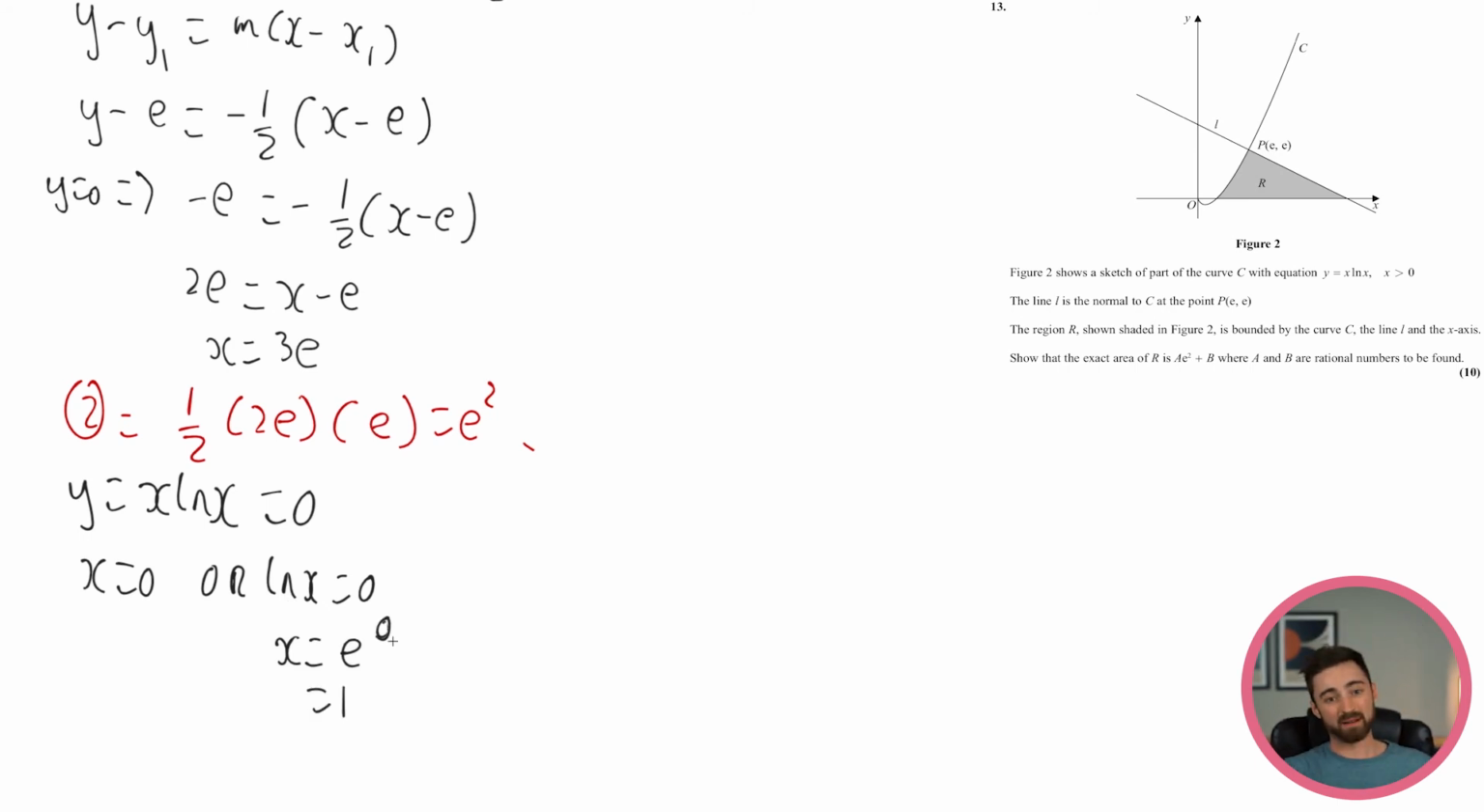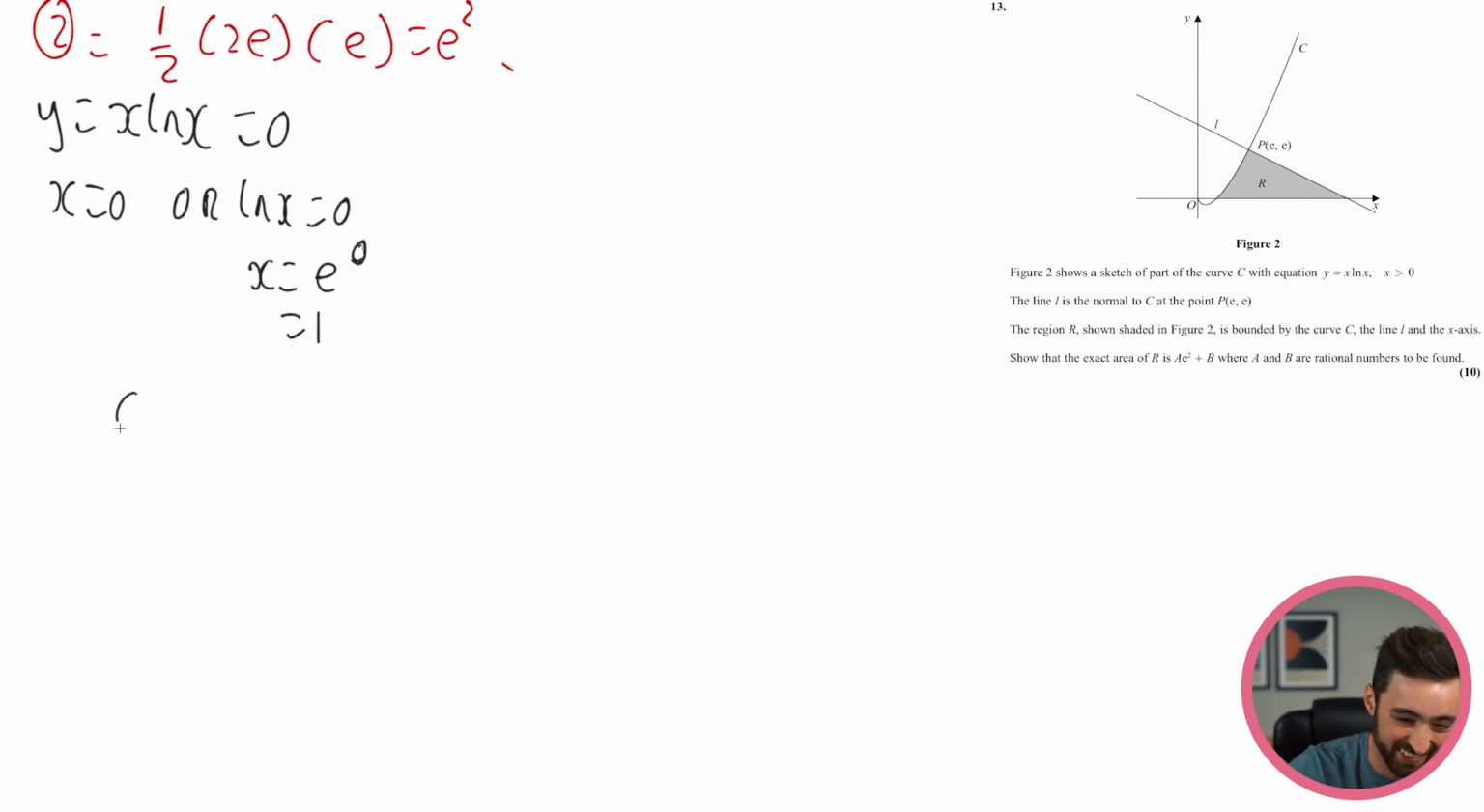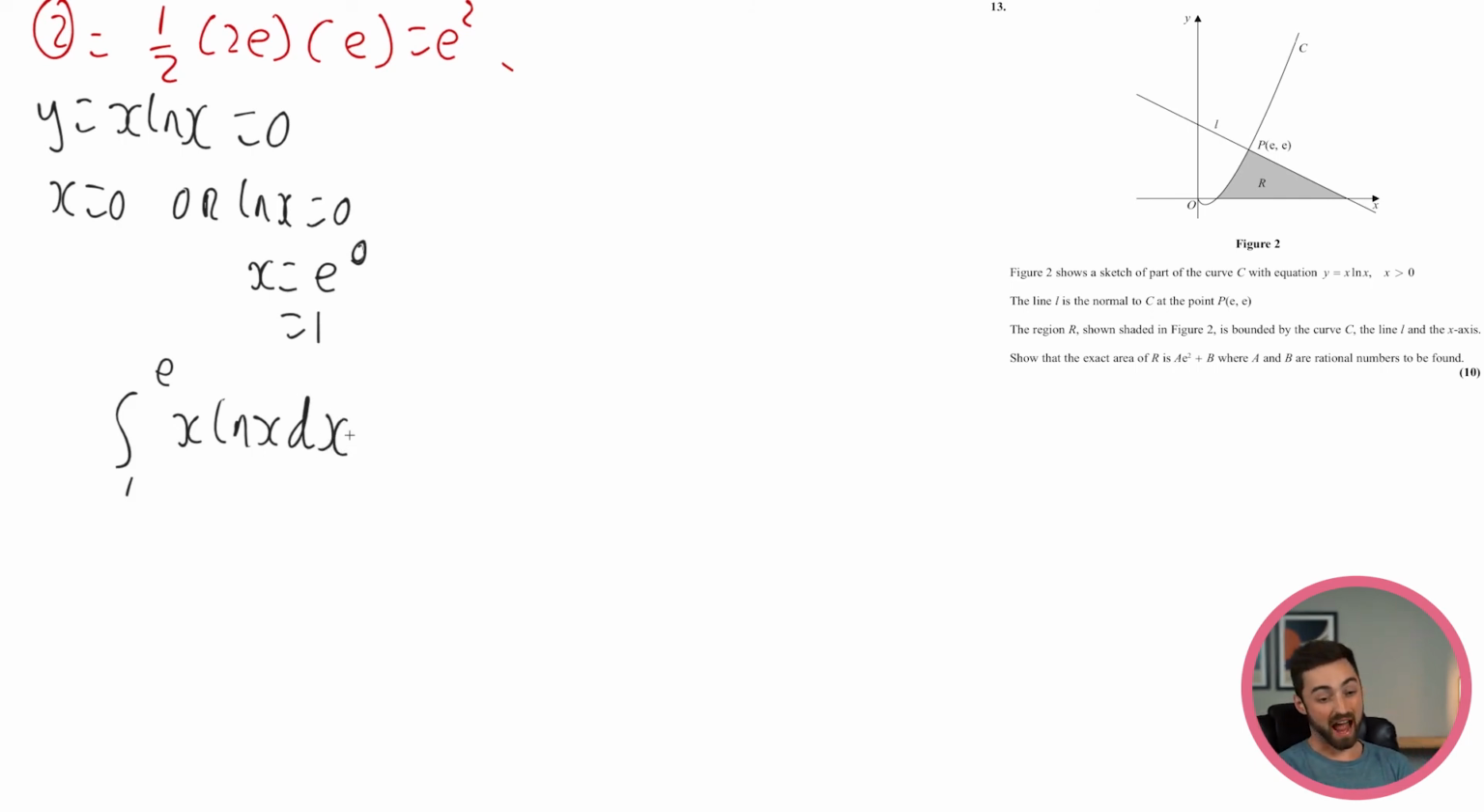Well, that is going to be when x equals e to the 0, which is 1. Okay, so I've got my lower limit. Lower limit is going to be 1. Upper limit is going to be e. And I've still got the integral to do, haven't I? So from 1 to e, I need to integrate x ln x. How do I integrate this? I'm actually going to need to use parts here because I've got two functions multiplied together. So essentially, we need to differentiate one and integrate the other. This is going to be in your formula book. I'm going to do it relatively quickly here.